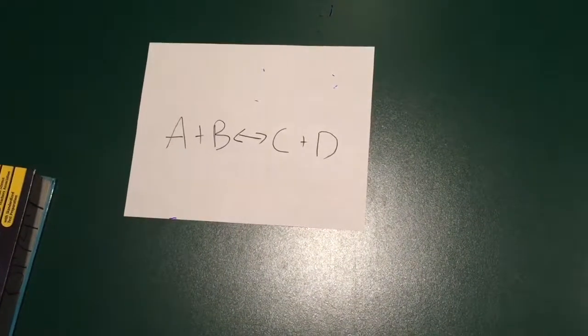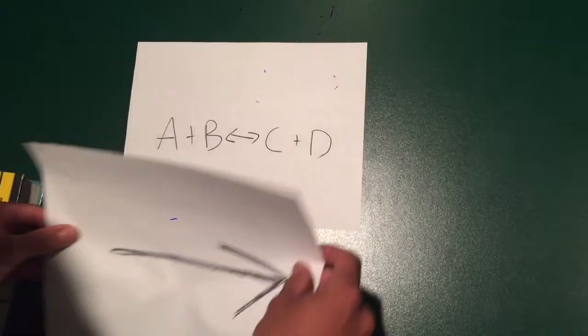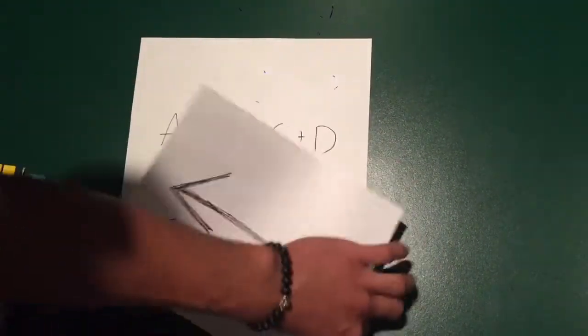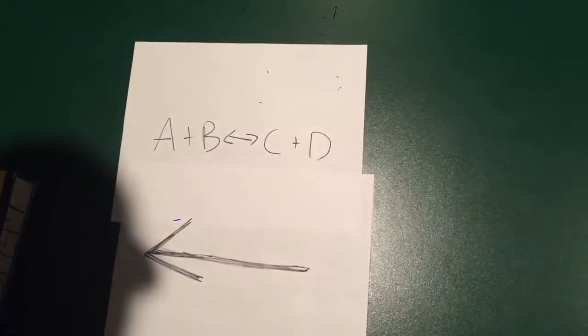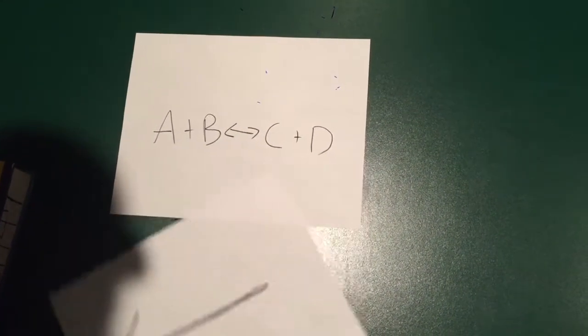For concentration, when you increase the reactants, the equilibrium shifts right. When you decrease the reactants, it shifts left. When you increase products, it shifts left. And when you decrease the products, it shifts right.